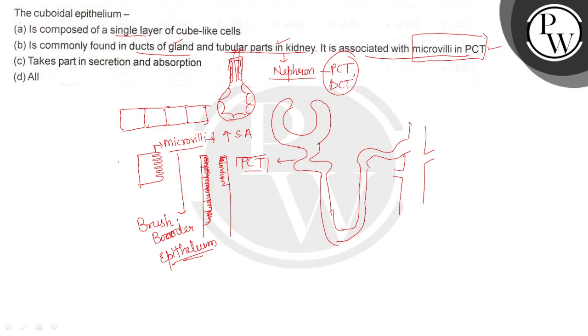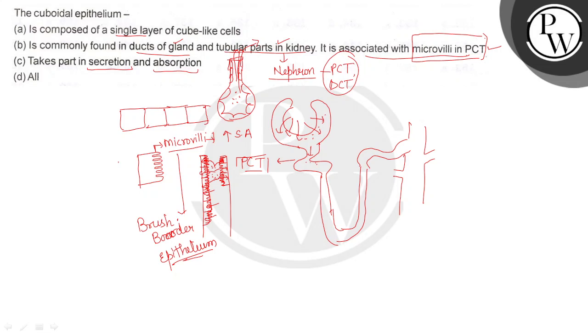Now, the cuboidal epithelium takes part in secretion and absorption. So this one is also true. As we see in the case of a duct, the function of the duct is to secrete some chemical, so here the epithelium is helping in secretion. It also helps in absorption, as in the case of the epithelium of PCT. Here there is the filtrate formed from the glomerulus by ultrafiltration. This filtrate moves into the PCT, and from the PCT the essential or useful materials are absorbed. These microvilli increase the surface area for the absorption of material.